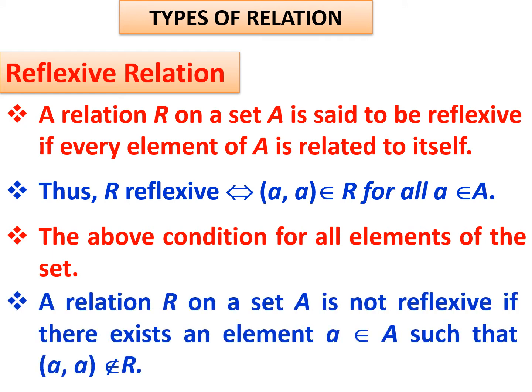A relation is not reflexive if you find one element such that A is not related to A. This last idea will always be useful to check whether the given relation is reflexive or not. Please see here, an element is related to itself. The relation will be called reflexive if all the elements of the set are related to themselves.